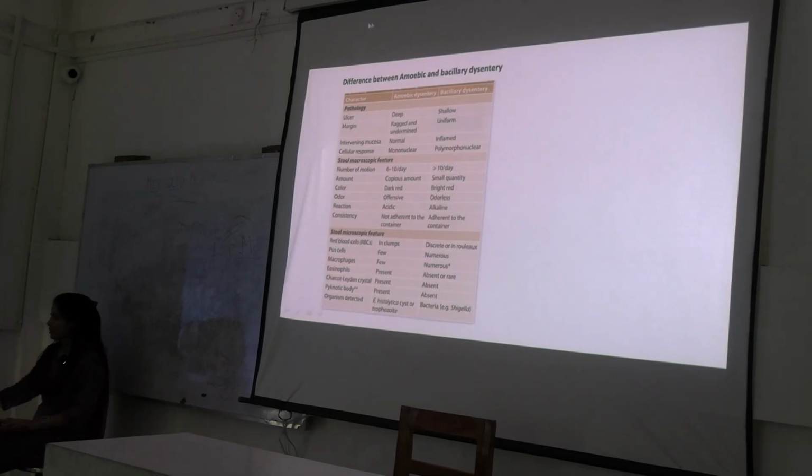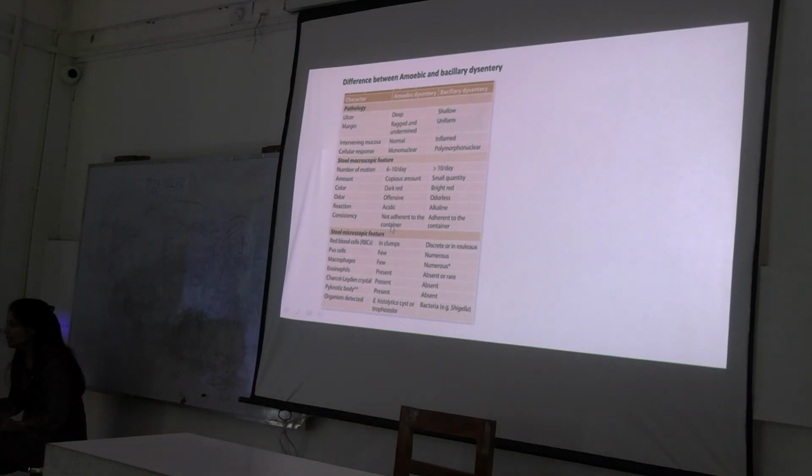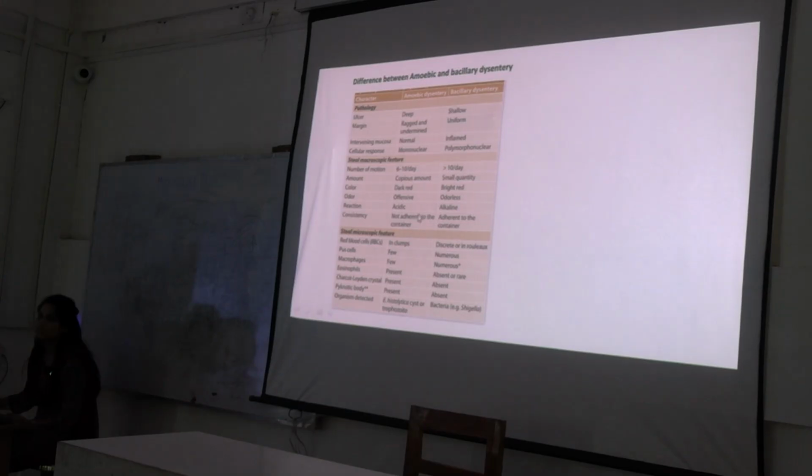Okay. The difference between amoebic dysentery and bacillary dysentery is that in case of amoebic dysentery, you will see that the consistency of the stool is adhering to the container. You can ask the similar question to the patient also, right? And in case of bacillary dysentery, it does not adhere to the container. Okay.